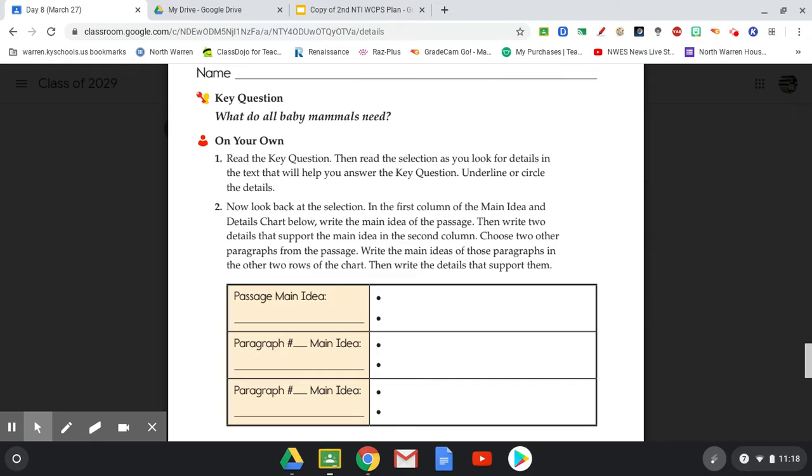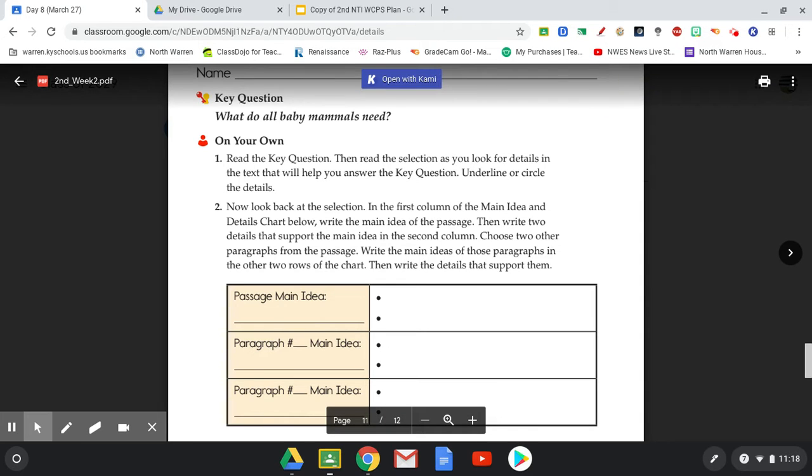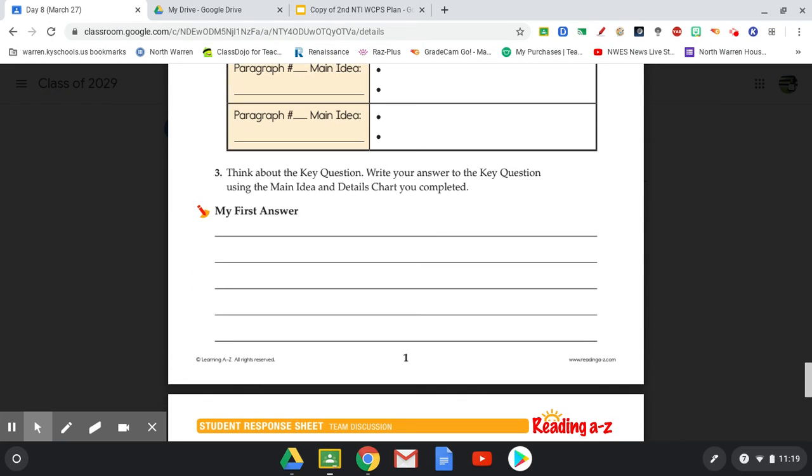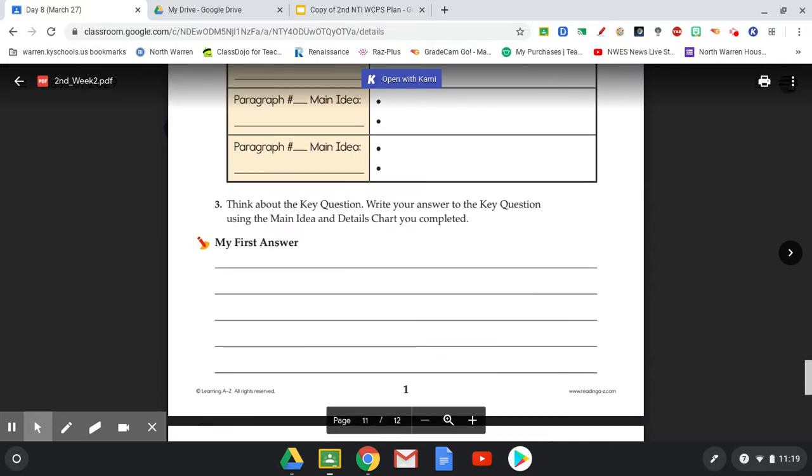And then you are figuring out the main idea of the story, giving 2 details to support that. And then you're figuring out the main idea of 2 paragraphs, any 2 paragraphs you want to, and then give me the key detail about that. So if I think paragraph 3 is about what kangaroos eat, I would put what kangaroos eat, and then my 2 details would be 2 things that kangaroos eat. Okay. And then you're answering the key question down here at the bottom.